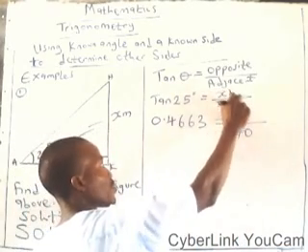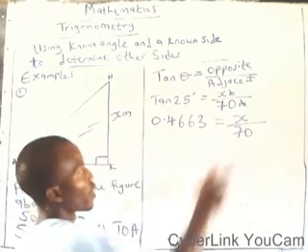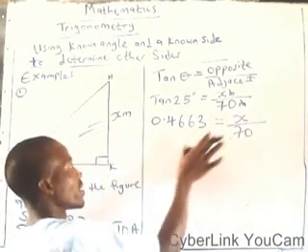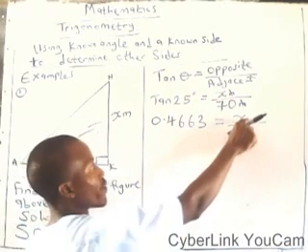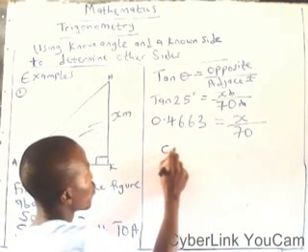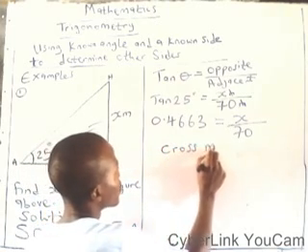Because meter will have cancelled what? Meter. Now you are left with x over 70. Now in mathematics, if you are given this and you have to look for the value of what? X. What are you going to do? Here we are going to cross multiply.